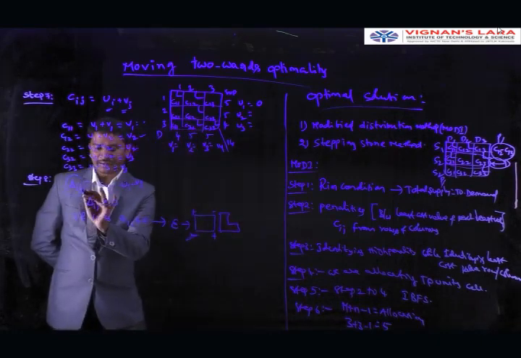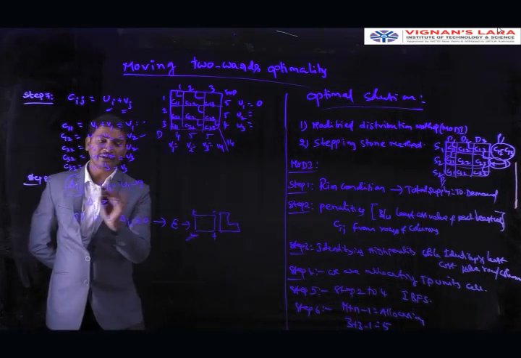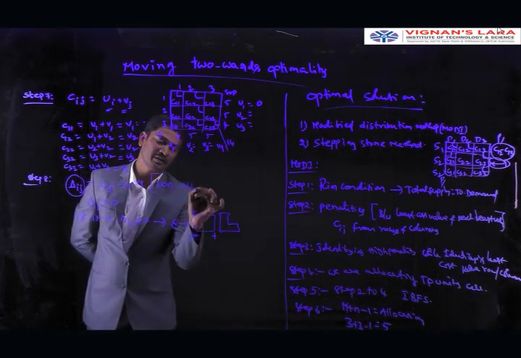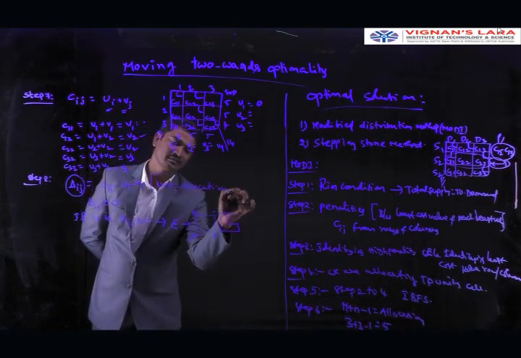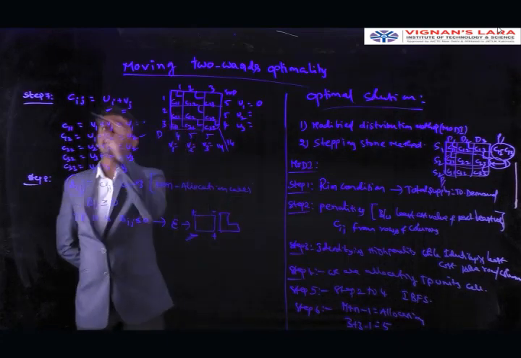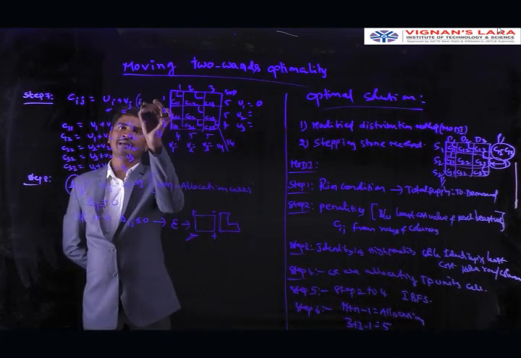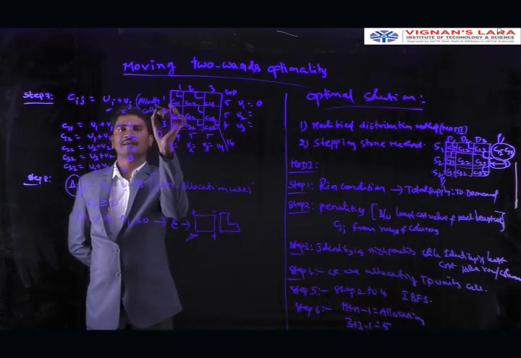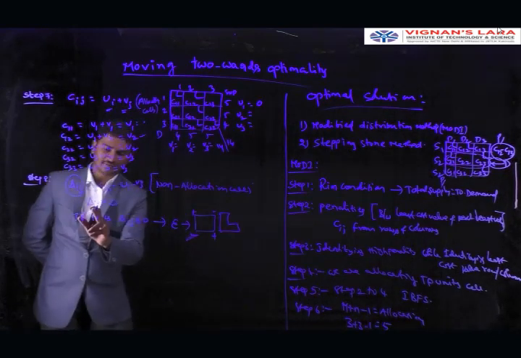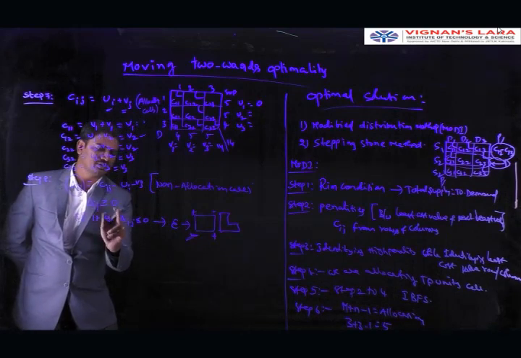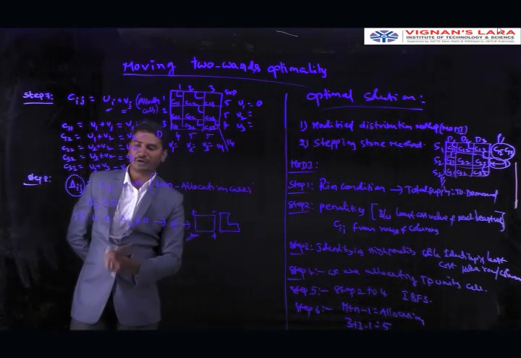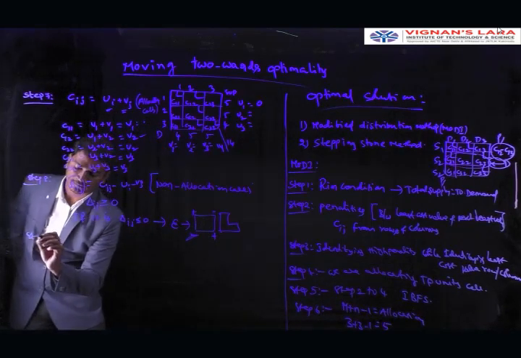Here delta ij is calculated for non-allocation cells. It is for non-allocation cells. Here we are calculating Cij minus Ui minus Vj for allocation cells. If suppose delta ij is not greater than 0, if suppose we have delta ij less than 0, how we are going to draw the loop? We are going to discuss in step 9.